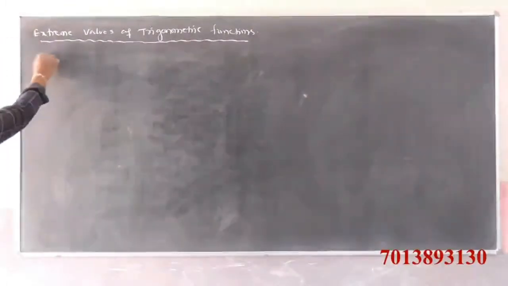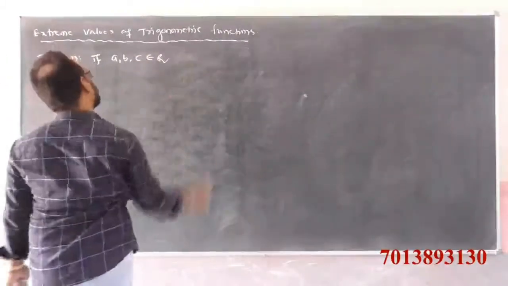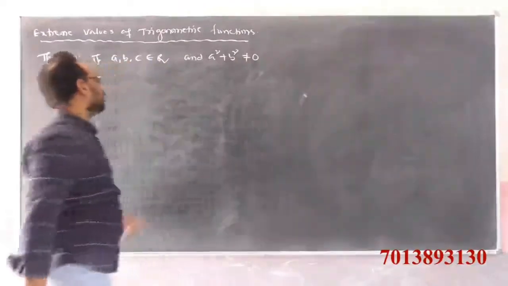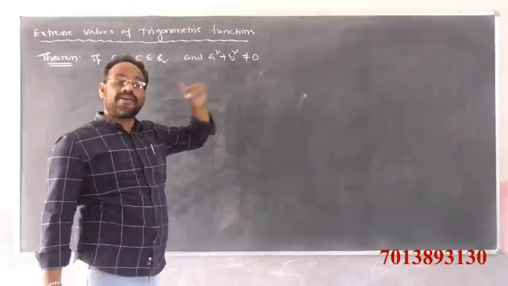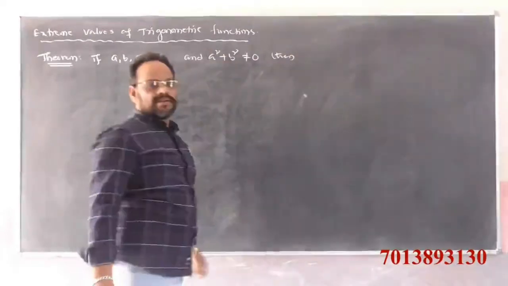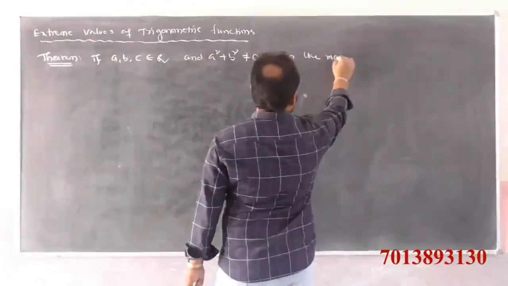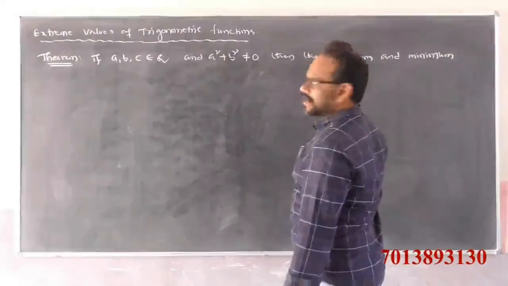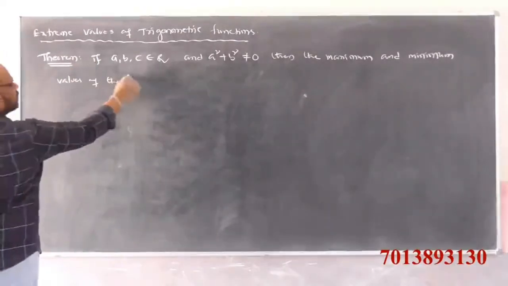Theorem: if a, b, c belong to R, and clearly a square plus b square is not equal to 0, then the maximum and minimum values of the function are as follows.